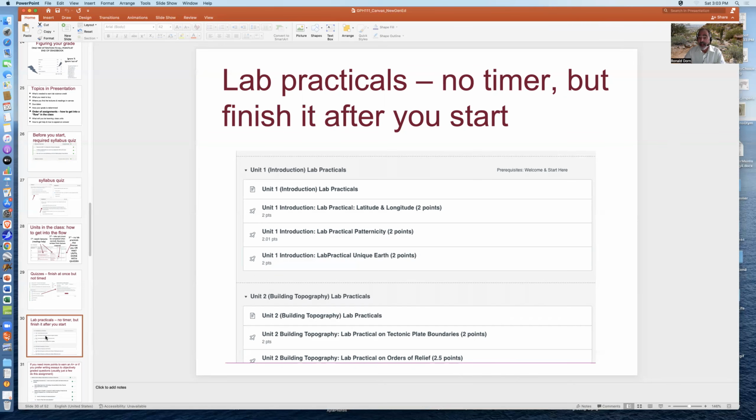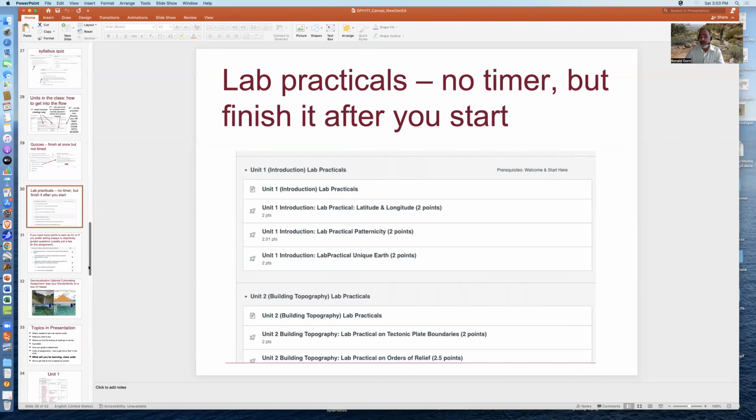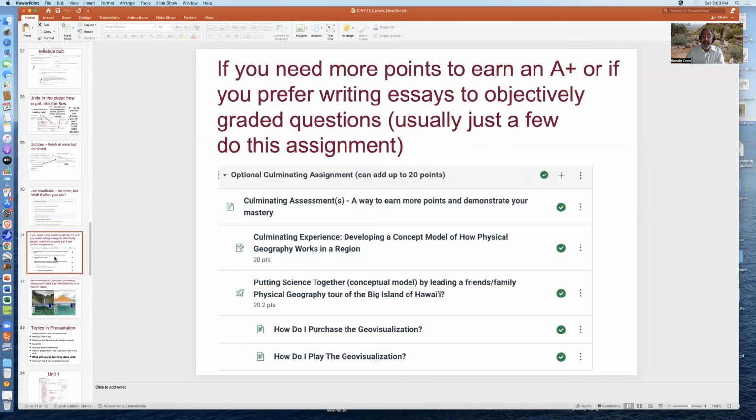And there are a lot of lab practicals. The reason why is I want you to, after you finish the quizzes, be able to pick and choose the sort of information that you're most interested in. And then after you finish the quizzes and the lab practicals, if you need more points to earn an A plus, or if you're the sort of person that likes to write essays as opposed to objectively graded questions, there are culminating assignments intended to be done at the end of class, but you can really do them anytime. But they're best done at the end of class.